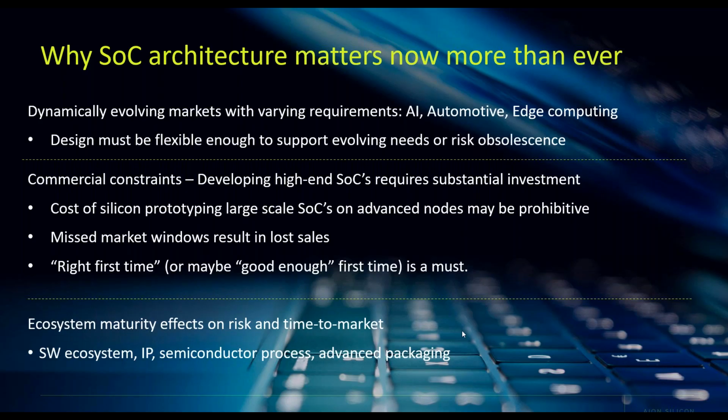Then we have the ecosystem maturity. We need to take this into consideration if we are going to target the most bleeding edge standards, the most bleeding edge process technologies. That's all going to add risk. So we need to look at this and take this into account when we're deciding on how we're going to implement our design. Software ecosystem, of course, is absolutely paramount. We need to know what software is available to us when we start, and what will become available from third parties along the way.